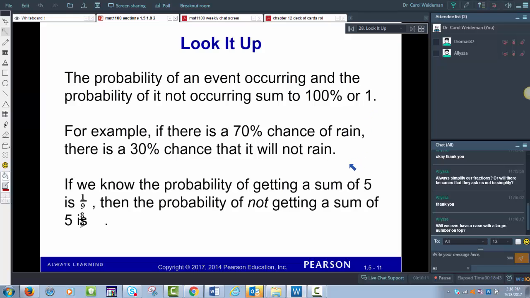And if we know the probability of getting a 5, remember when we talked about the sum of 5 on the dice was 1 out of 9, then the probability of not getting the sum of 5 is going to be 8 over 9. Because the probability of an event plus the probability of the event not occurring has to add up to 1 or 100%. So if this is 1/9, the rest of the sample space probability has to be 8 over 9.